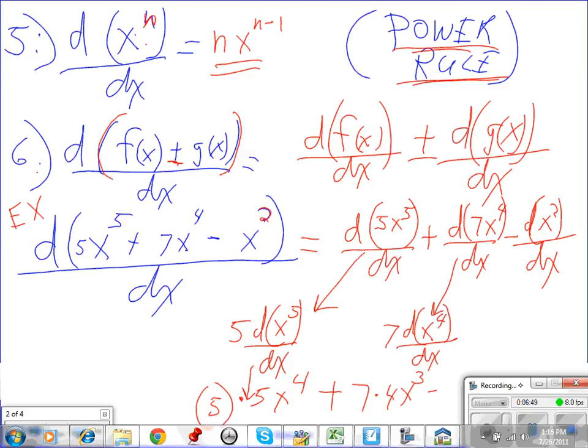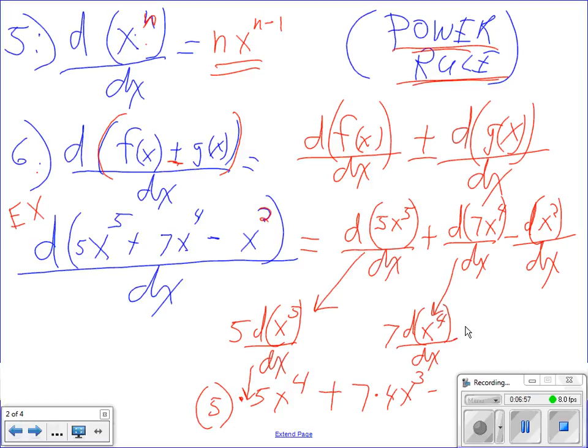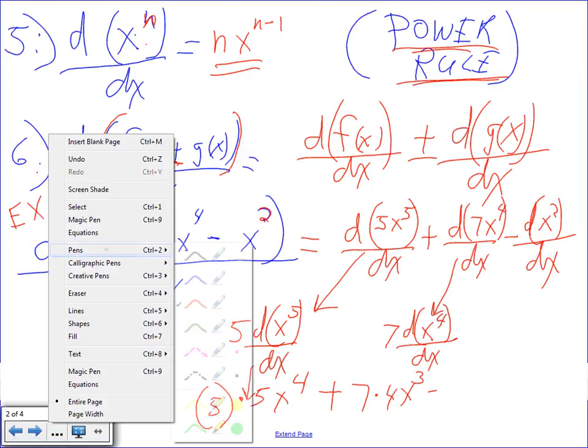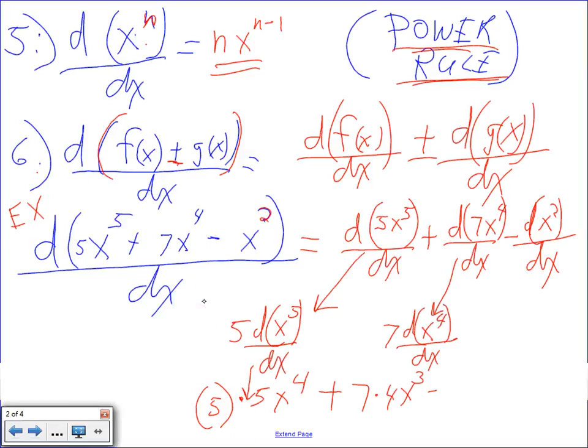Minus, well, what about this? So what's the derivative of x squared? Remember, that's going to be the power rule. It's going to be minus 2x to the 1, right? We power it down, and we learned in the Khan video, he derived this with limits. The derivative of x squared is 2x, so that's going to be minus 2x.